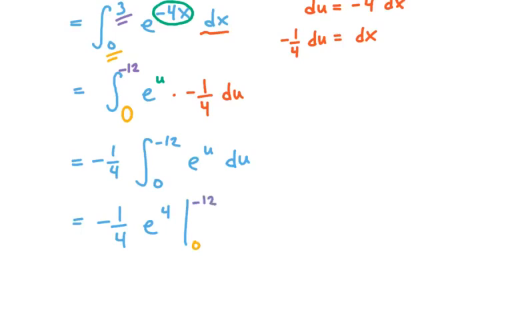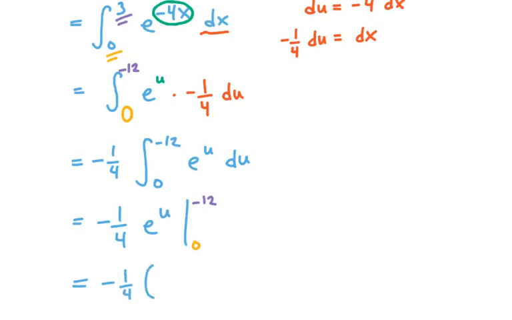Notice again, we never have to go back to x. Sorry, I don't know what I did there. This should just be e to the u. So we're going to plug in 0 and negative 12 because those are u values and not x values.